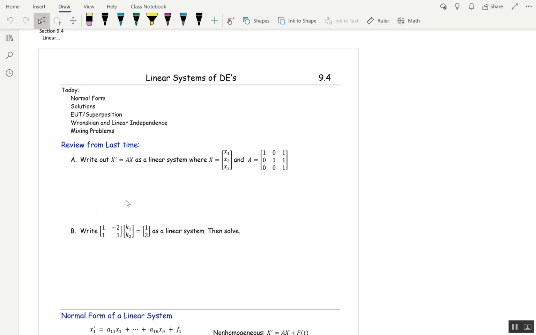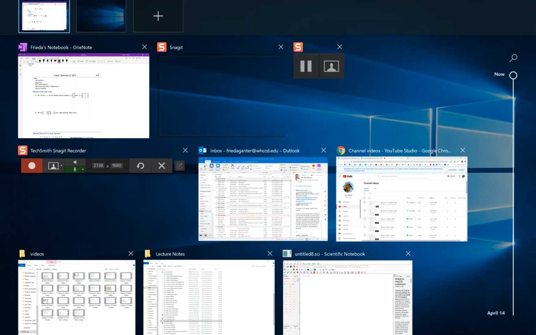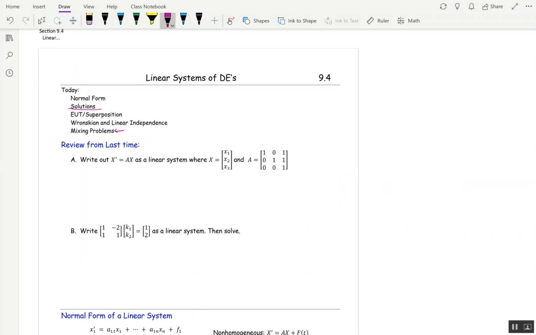This is section 9.4. I'm going to do this in two videos. The first portion is going to be normal form and solutions. The second portion is going to be quite a bit of theory, and I might do mixing problems, I might not. But they are on your lecture notes. So let's start with a review of what we did last time.